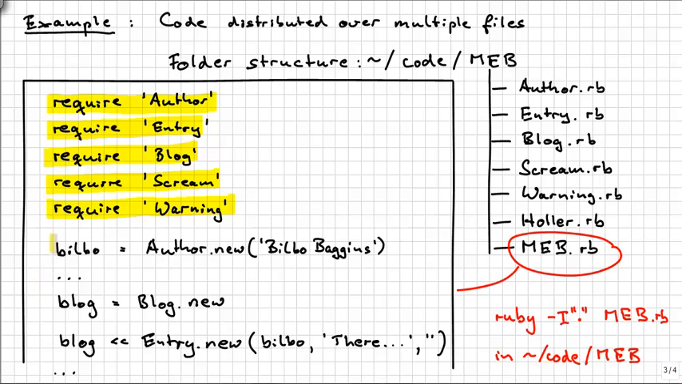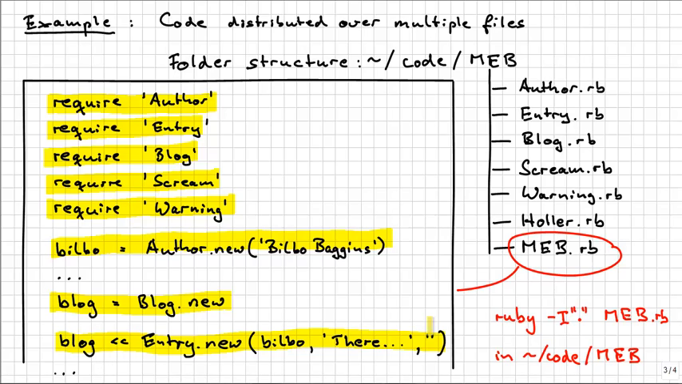And here we simply create a new author. We then create a new blog and we push a few entries onto this blog. So you can see that the meb.rb file is simply a sequence of Ruby expressions. The first ones here are require expressions that bring in the contents of other files. And then we simply have assignment statements or push expressions as we've seen them many times before.